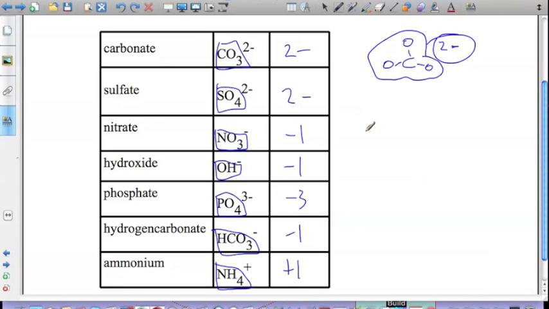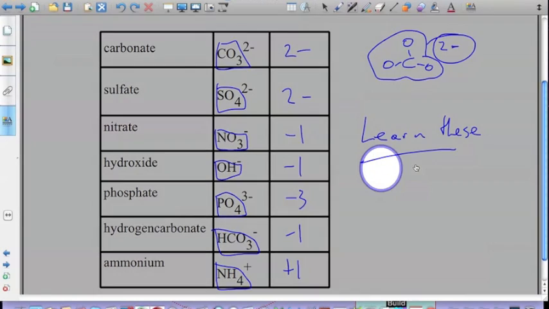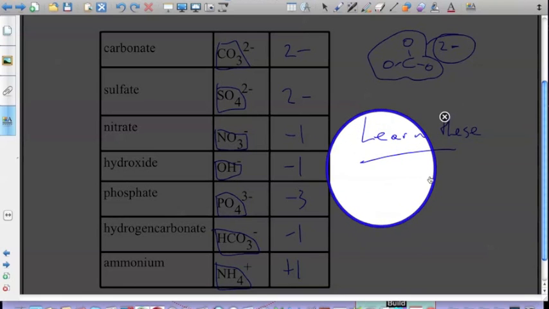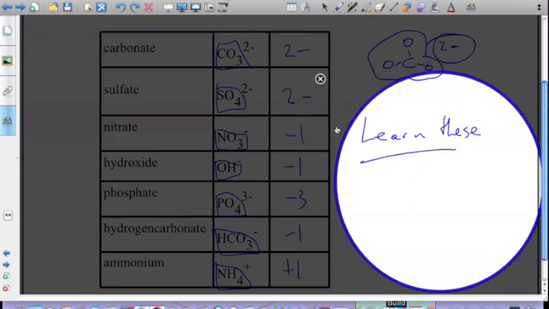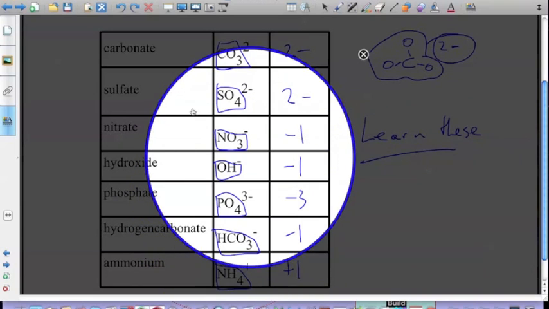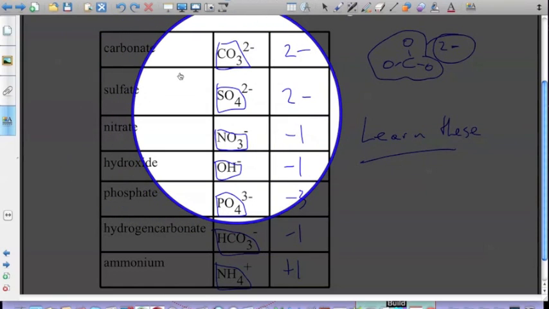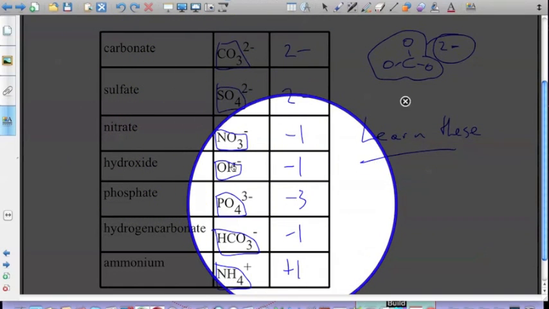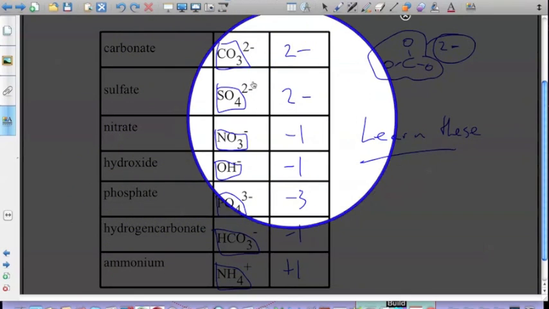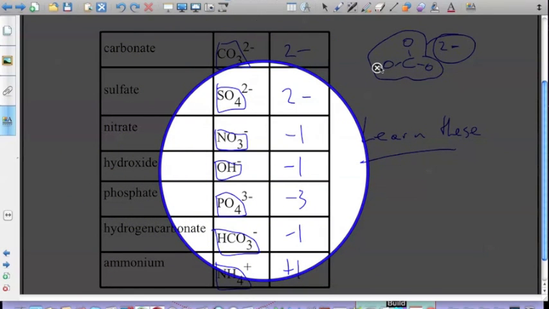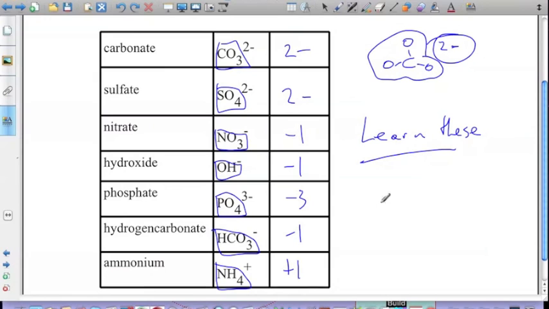Now you need to learn these because they will come up in everything that you do here. So you need to learn these different names, carbonate, the symbols, and the charge. Okay? You can see I'm just having a little bit of fun with my new toys. So you've got to learn them so that you can do formula later.